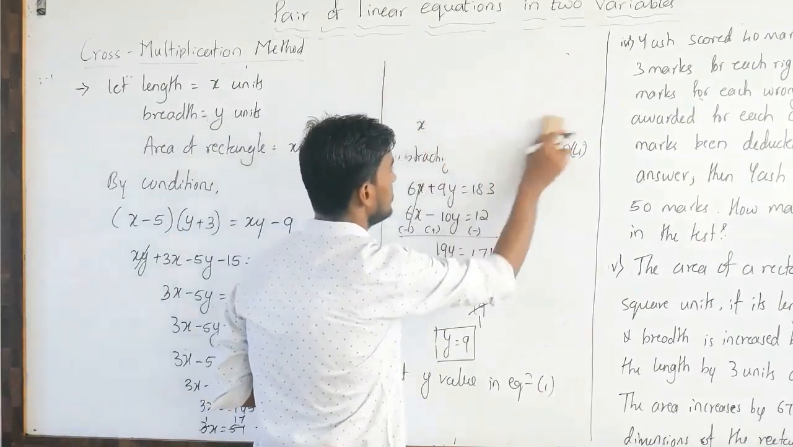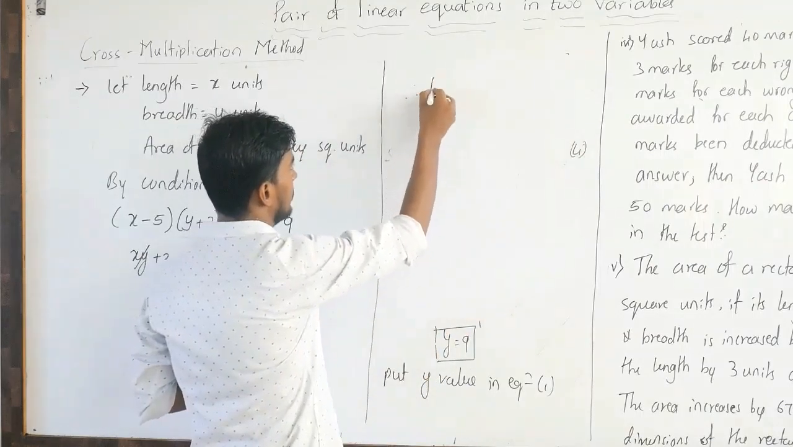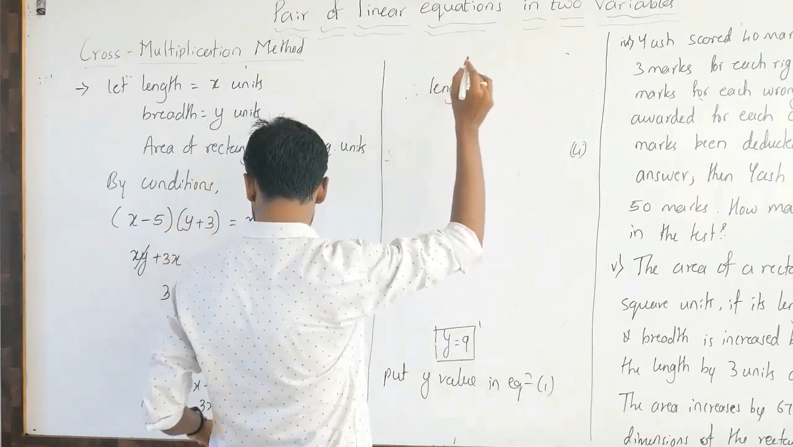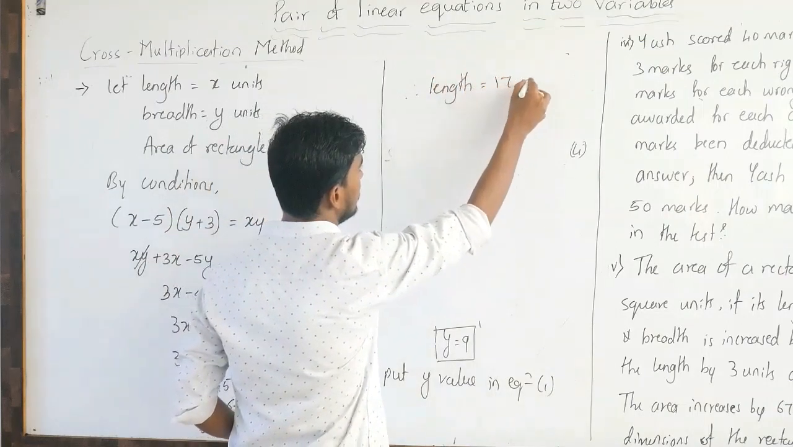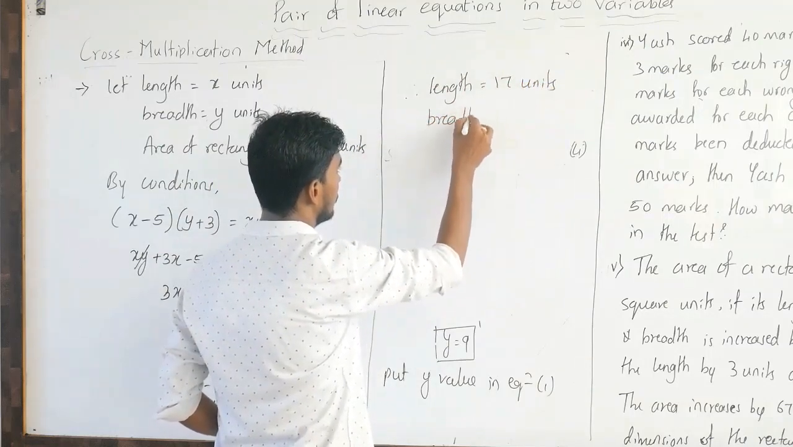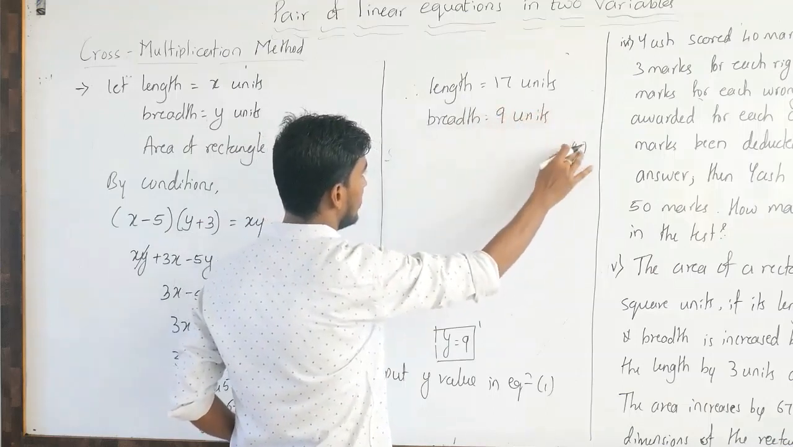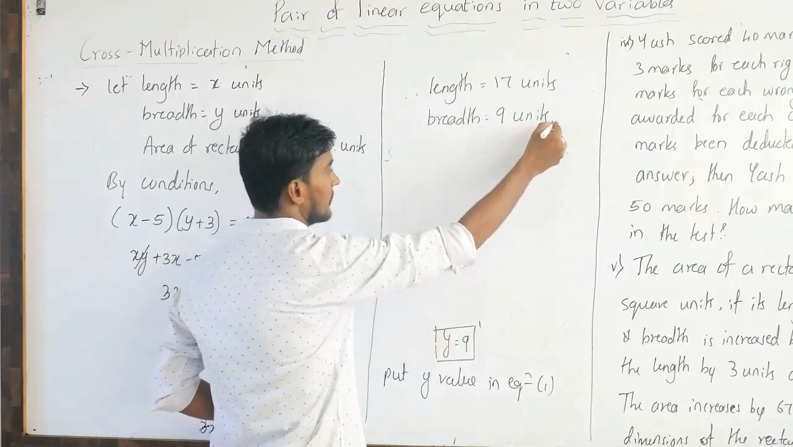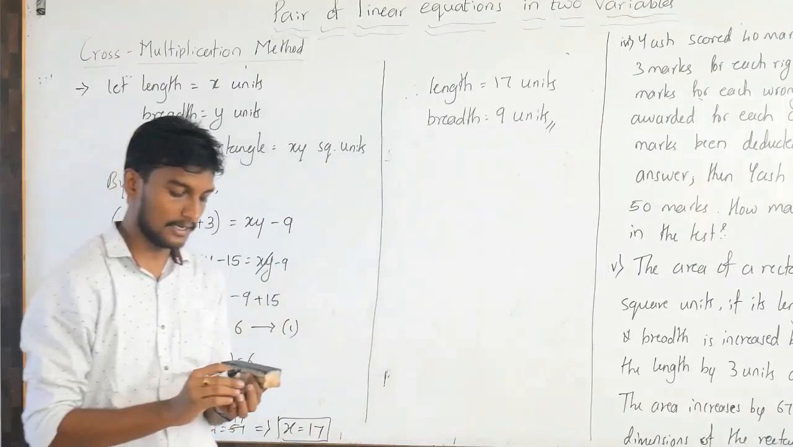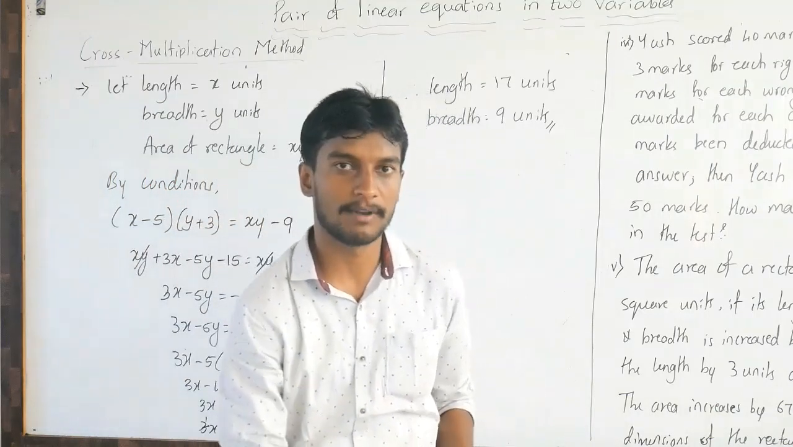So what do you have to write? Therefore, length is equal to x, which we have taken, it is equal to 17 units, and the breadth is equal to y, which we have taken, so it is equal to 9 units. So this is the way of solving word problems on linear equations using the cross multiplication method.